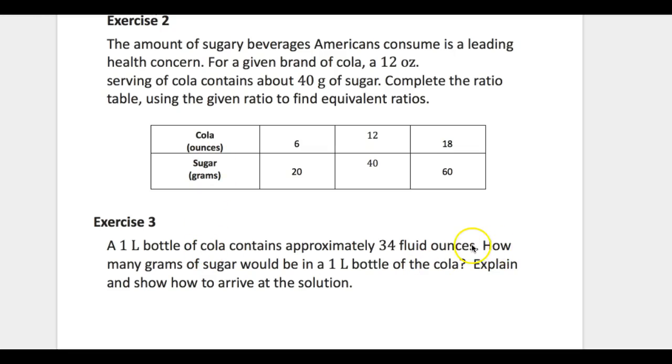But before we do that, let's make sure we know what we're trying to find. Let's underline what the question is asking us to find. How many grams of sugar would be in a 1 liter bottle of cola? Now, back to our problem at hand. These are ounces and this is a liter. The information they gave us, though, is that a 1 liter bottle of cola contains approximately 34 fluid ounces. So 1 liter equals 34 ounces. That's important information. So it should be easy. We just look at our table and see where 34 fits in.